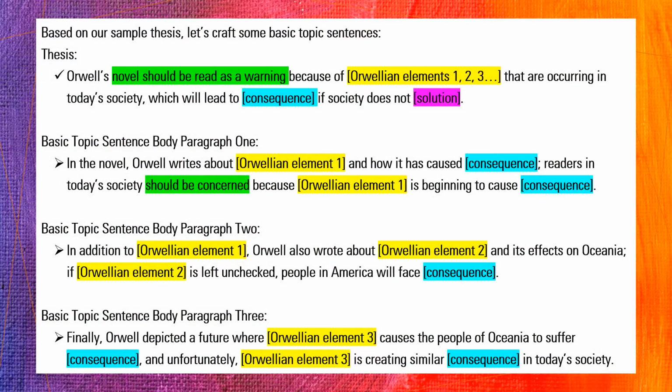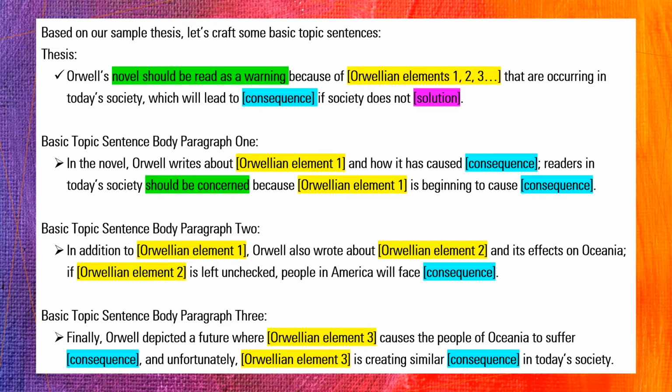Based on the sample thesis from the previous slides, let's work on some topic sentences. The thesis was Orwell's novel should be read as a warning because of Orwellian elements 1, 2, and 3 that are occurring in today's society, which will lead to consequences if society does not solution. So one of the things I suggest when crafting your topic sentences is that you use key elements from your thesis in your topic sentence to provide organization and develop your ideas.